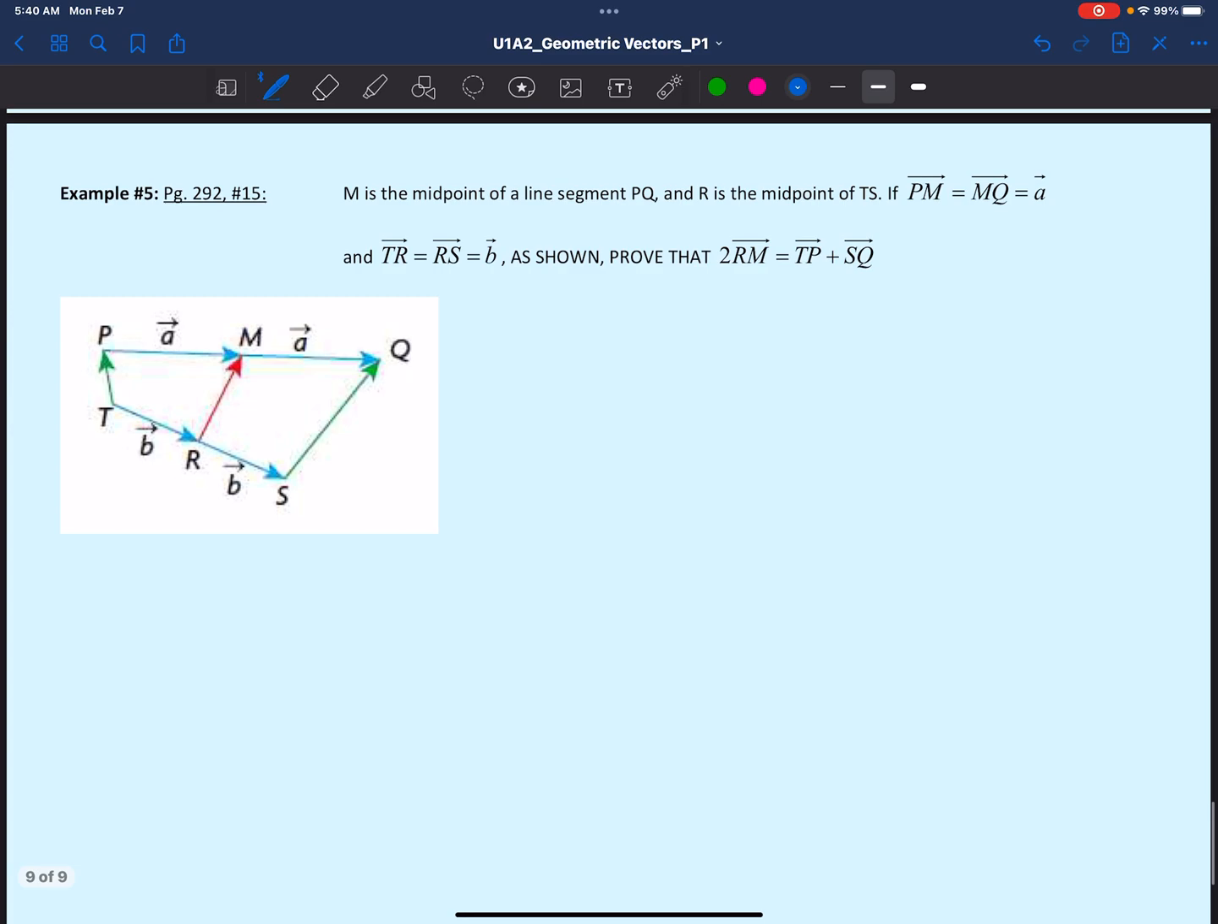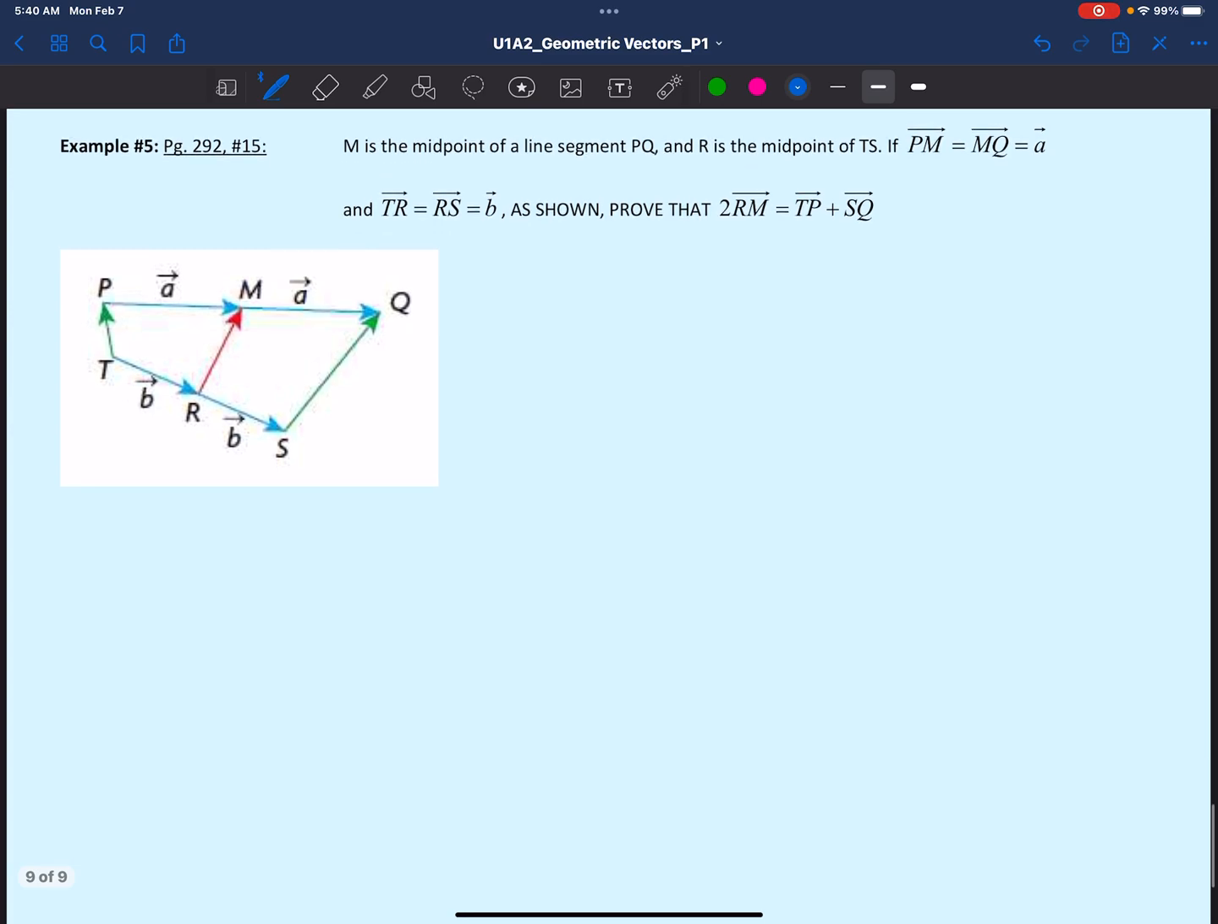Now let's take a look at our next example. Now this example is in the textbook, so it's one of your homework questions most possibly. And I selected this question so that we can practice it together. So M is the midpoint of a line segment PQ. R is the midpoint of TS. Now, whenever we read problems, especially in geometry, it is very important that we follow along with the diagram so that we can make the connection between what we're given and what we're trying to find, a visual connection.